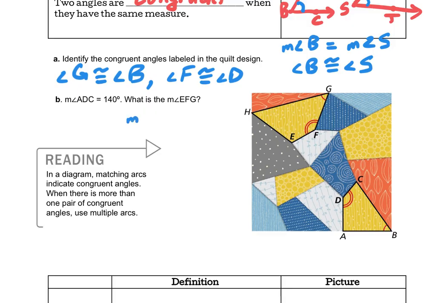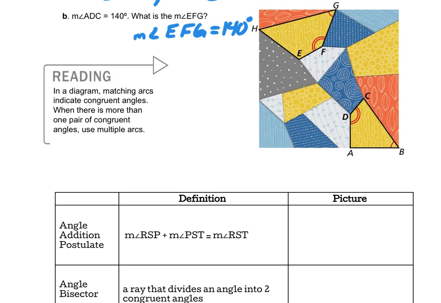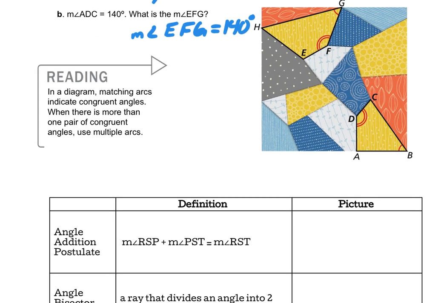So I would say the measure of angle EFG equals 140 degrees. And there, once again, you see that little m. m means measure. How many degrees is what we're talking about there. Just another little symbol we have to become familiar with. Okay, we already talked about what this statement means. Matching arcs means they have the same number of markings. If I had like four different pairs of angles that were congruent in a picture, I could put four curved marks on both angles and say that those are congruent.